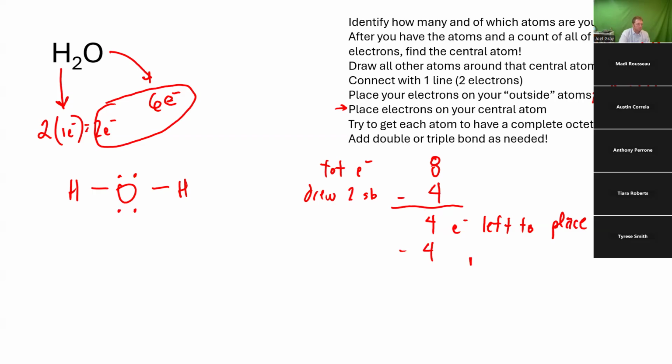I placed them around oxygen, and now I'm down to 0 because this represents a pair of electrons. This represents a pair of electrons. Now, remember, a bond represents a shared pair. So this oxygen has 8 electrons around it. Now, is this the correct model for water?